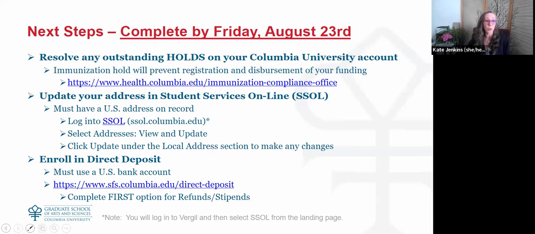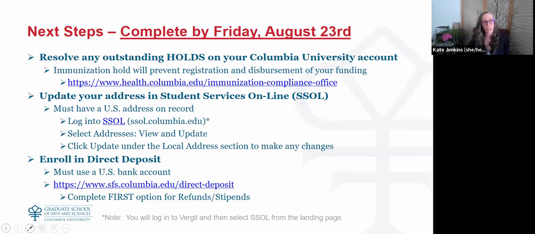And as well, you will need to apply for direct deposit. So if you've been, again, living abroad and don't currently have a US bank account, you will need a US bank account to receive any direct deposit. Direct deposit cannot be done to a foreign account.